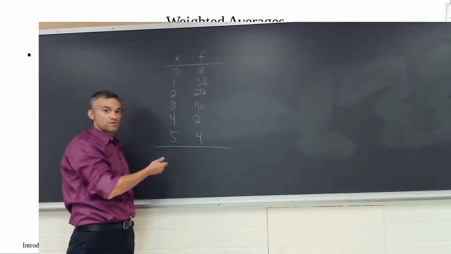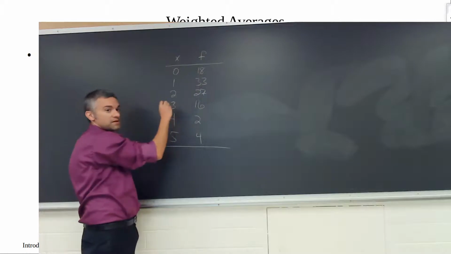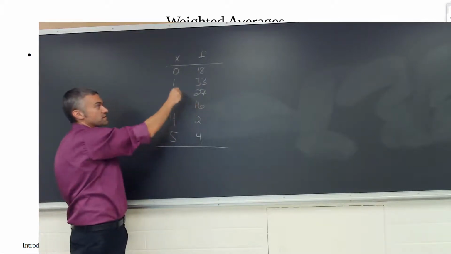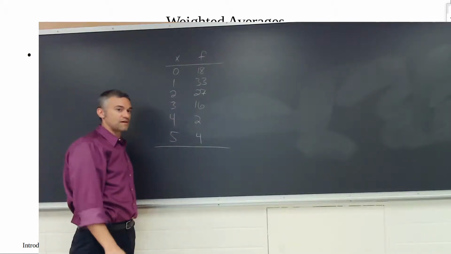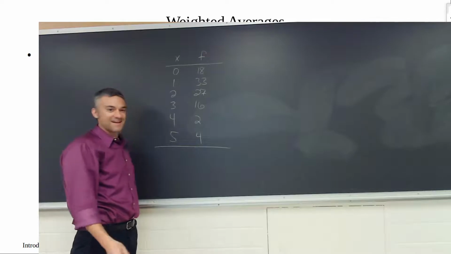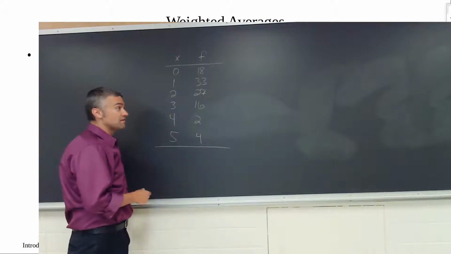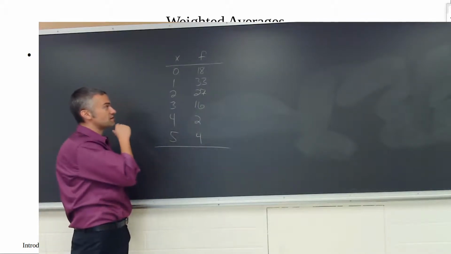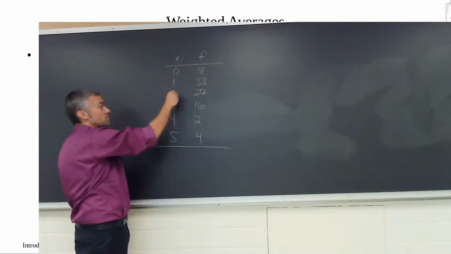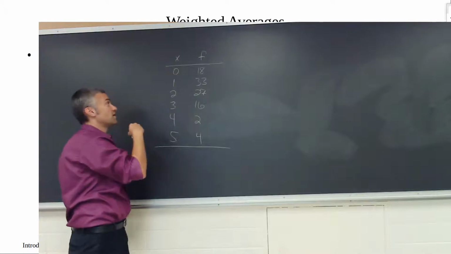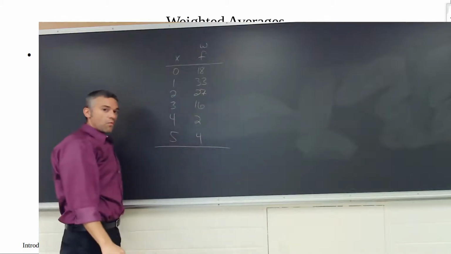And we're trying to figure out what's the average number of children that we have. Well, we have 18 families that have 0 children, 33 families that have 1 child, 27 have 2, 16 have 3, and so forth. Can we have half a child? No, we're discrete data. So a frequency table is a valid type of display that we can use to summarize our data. Our x's are 0 children, 1, 2, 3, 4, and 5. F is the frequency. This is also our weight.